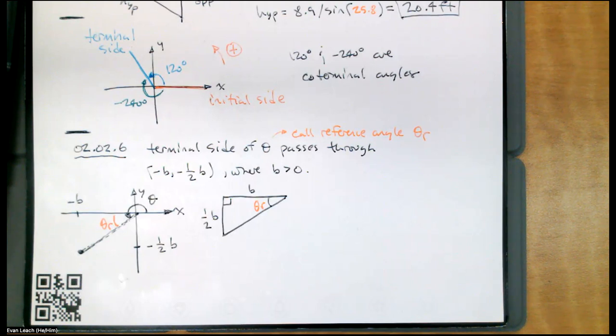We can divide by negatives, but we want to make sure that we know that negative b, negative 1/2 b is definitely in the third quadrant. That's why I do it in the third quadrant.